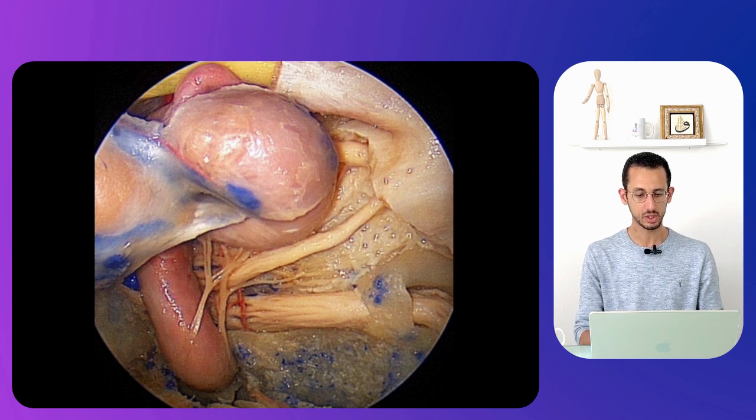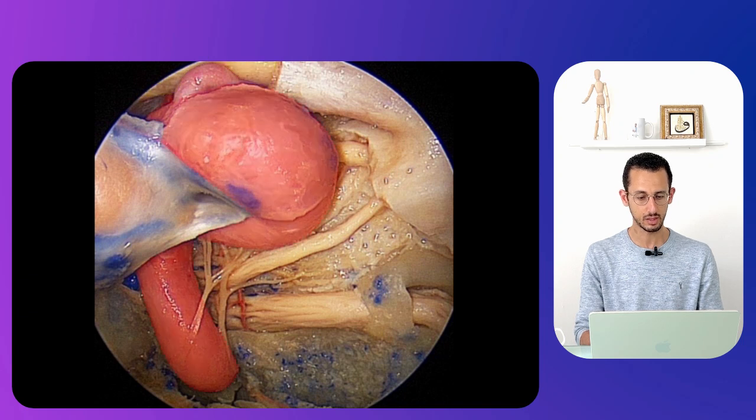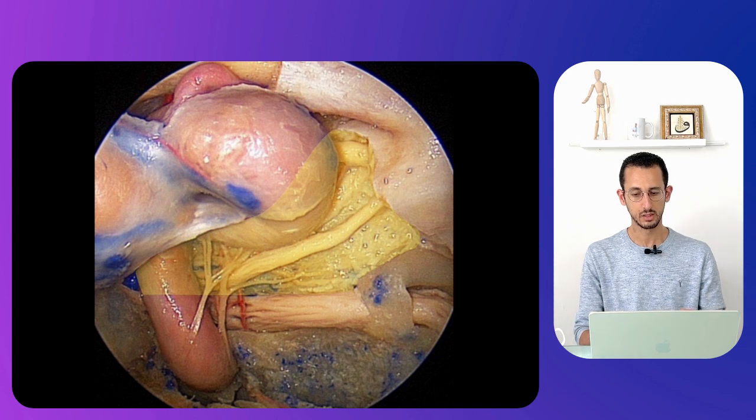And then you can see the optic nerve is higher up. And this is entering the optic canal, which then gives rise to the ophthalmic artery. That's the internal carotid artery, and then that gives rise to the ophthalmic artery. So again, just for explanation, this is an endoscopic view through the cavernous sinus.